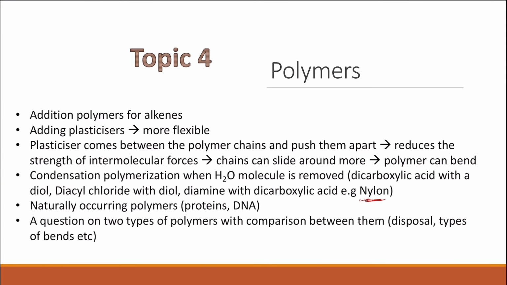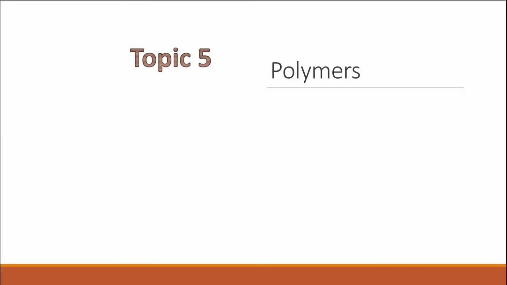There might be a question on the two types of polymers with a comparison between them, like in type of disposal, type of bonds, and so on. So remember, for the condensation polymers, there will be hydrogen bonding, but for the addition polymers, there's only van der Waals bonding. And then I want to go quickly over the important things that you need to know about the naturally occurring polymers in case they show up in the exam.